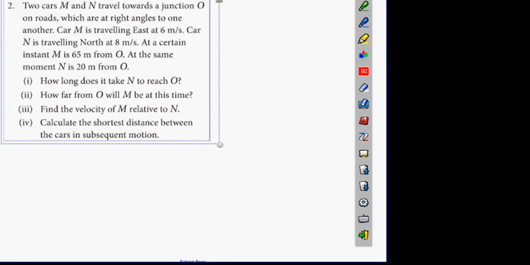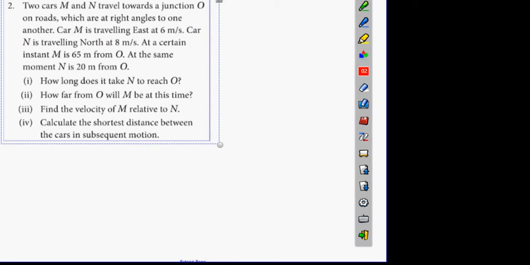What we have here is two cars, M and N, travelling towards a junction O on roads which are at right angles to one another. Car M is travelling east at 6 meters per second. Car N is travelling north at 8 meters per second. At a certain instant, M is 65 meters away from O. At the same time, N is 20 meters from O.